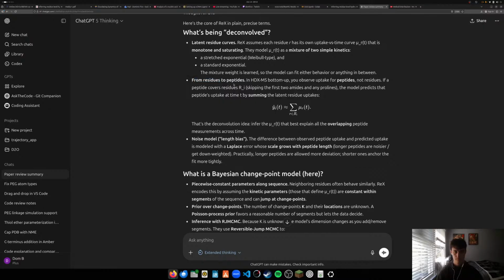Okay. From residues to peptides. In HDX bottom-up, you observe peptides, not residues. If a peptide covers residue i, skipping the first 2 residues and any prolines. Oh, the first 2? That's interesting. The model predicts a peptide's uptake at time t by summing the latent residue uptakes.